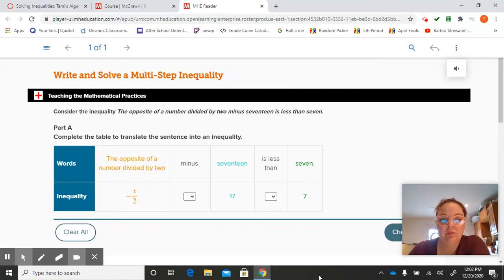Consider the inequality. The opposite of a number divided by 2 minus 17 is less than 7. The opposite, that's where the negative comes in, of a number, that's our variable, divided by 2, minus, that's subtraction, 17, is less than 7.